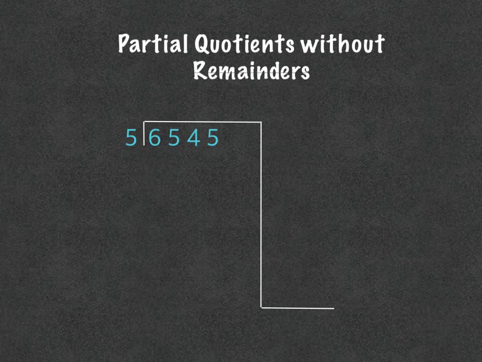Okay, today we're going to talk about partial quotients without remainders. So this is going to be a really different way from the traditional algorithm. You're going to get the same answer, but it has a different strategy to it. And it's kind of interesting because you can pull out anything that goes into it evenly, and you can keep pulling things out to get it down to the answer.